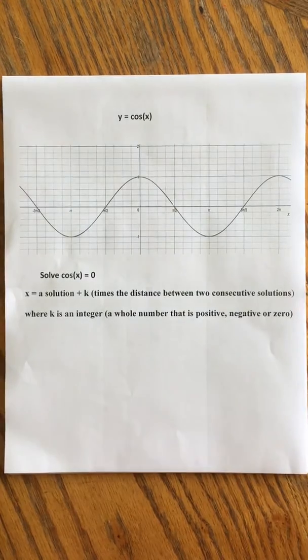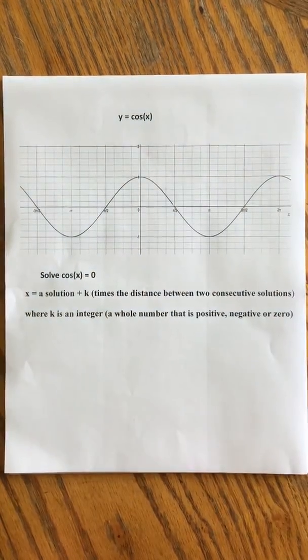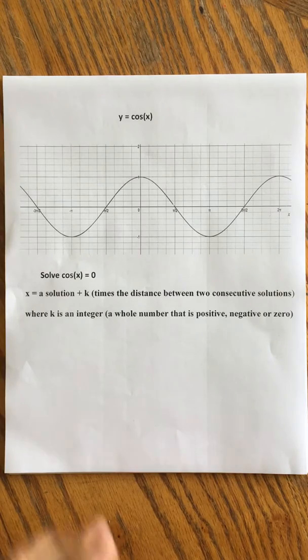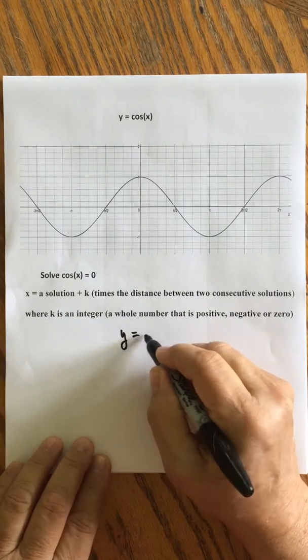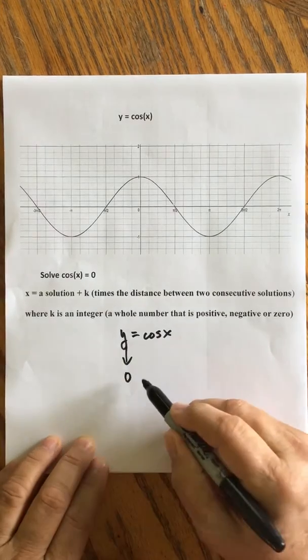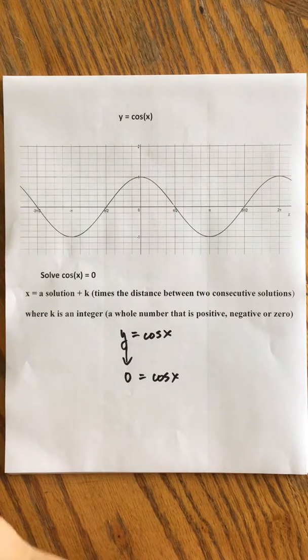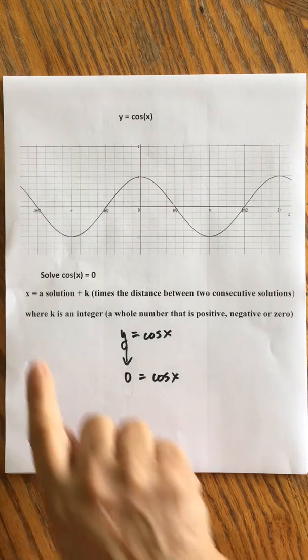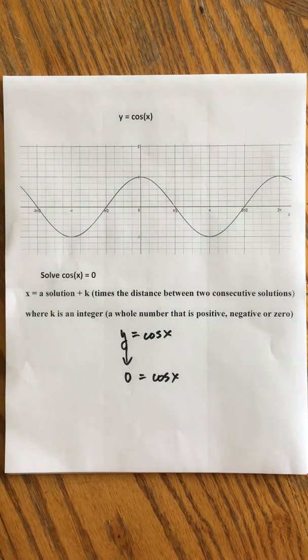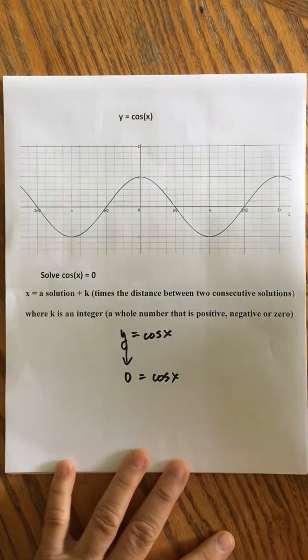Suppose I'm looking to solve where y equals cosine x, and here's your cosine. Where is that equal to 0? Essentially what you're saying is I have y equals cosine x, and I want to know where y is 0. It turns out the solution is going to be x equal to the first solution you get plus k times the distance between any two consecutive solutions.